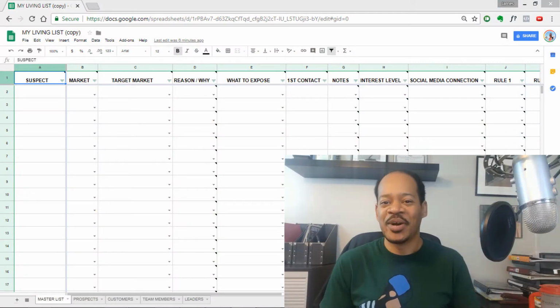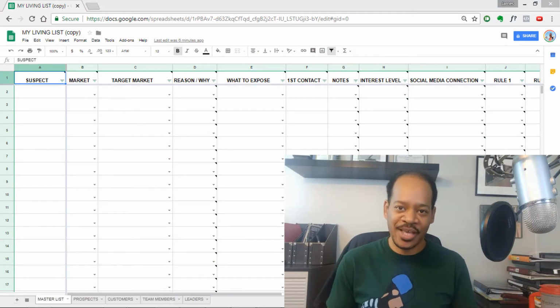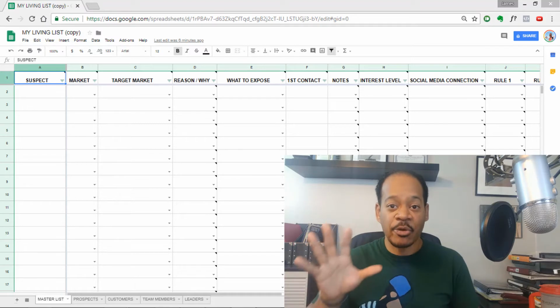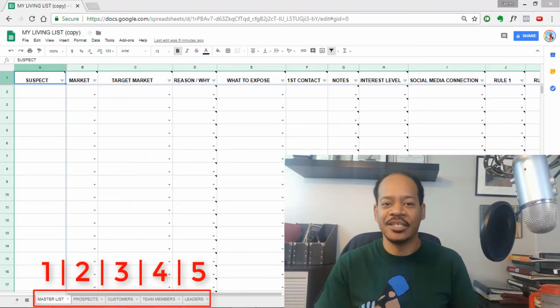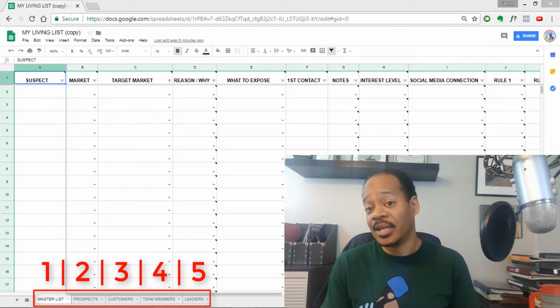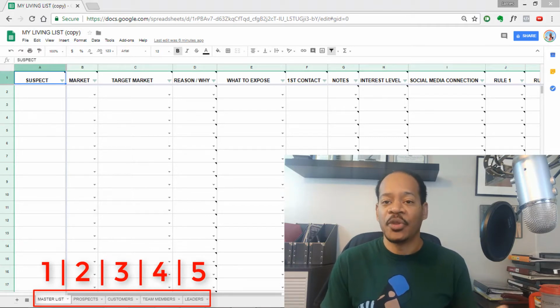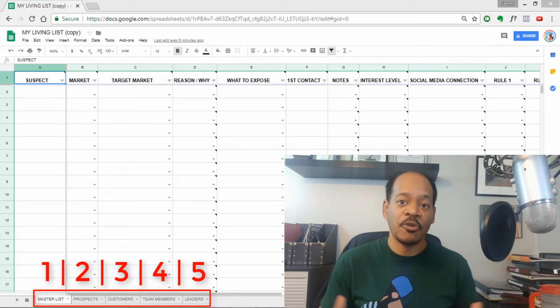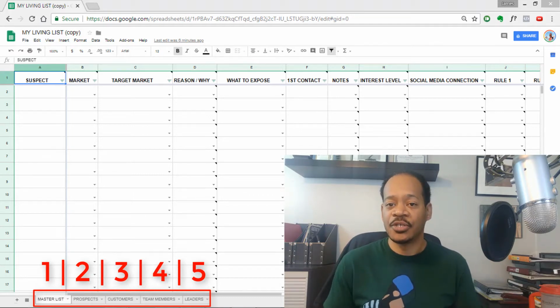Okay, so here we are on my spreadsheet, and the very first thing I want you to notice is that there are 5 spreadsheets connected to this document, because the purpose of this training is not to simply help you make a list of your friends and family members or to make a list of everyone you can think of. The purpose of this training is to help you learn to build a list, grow a list, and work your list so that you develop into a master networker.